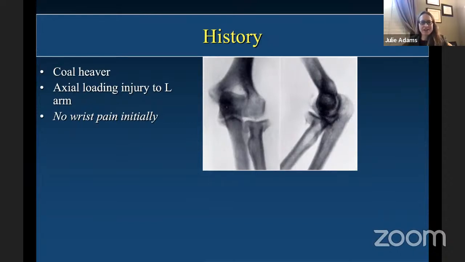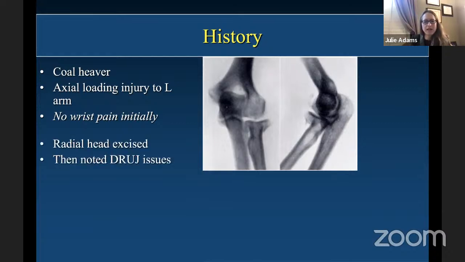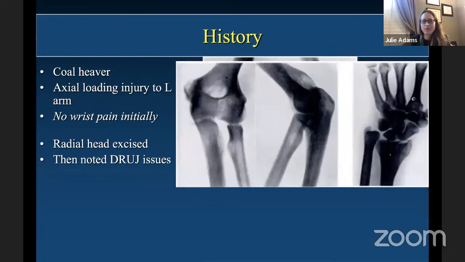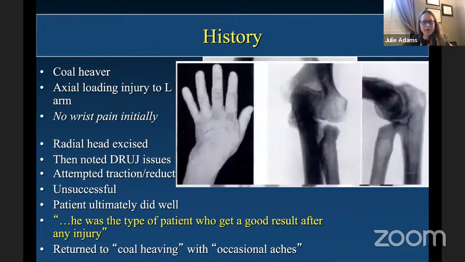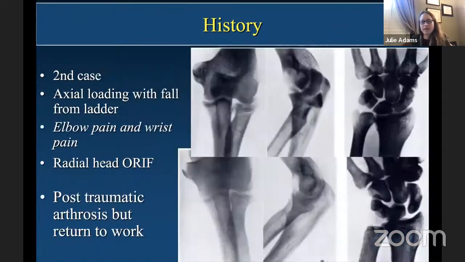But this was 2 cases. One was a coal heaver. He had an axial injury to the forearm, no wrist pain initially, had this radial head fracture. The radial head was excised. And then subsequently they noticed that, oops, something went on at the wrist, and he had radiocapitellar impingement. They attempted traction and reduction. That didn't work. And despite the radiographic and clinical appearance, the patient ultimately did well. And this is the kind of patient I want in my practice. He was the type of patient that would get a good result after any injury. They recognized this, and so had their antenna up looking for types of injuries.